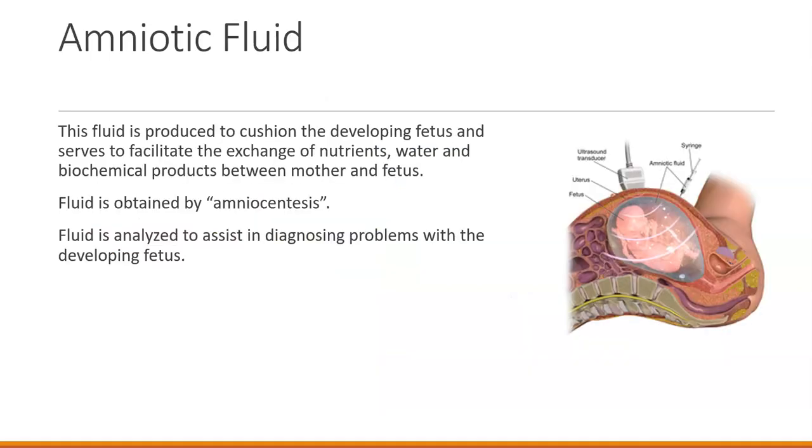Amniotic fluid is the fluid that's produced to cushion the developing fetus and serves to facilitate the exchange of nutrients, water, and biochemical products between the mother and the fetus. Fluid is obtained by amniocentesis, and it's done with sonography or ultrasound, where the doctor can determine the best placement of the needle so they don't puncture the baby by mistake.